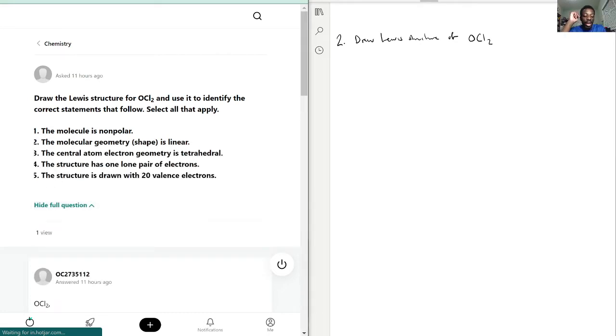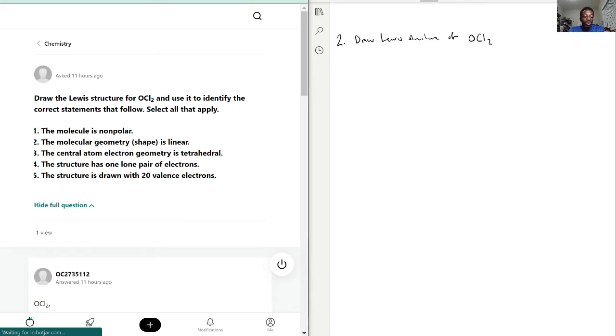And we have to then use the Lewis structure to identify whether it's nonpolar, whether the molecular geometry is linear, whether the central atom electron geometry is tetrahedral, the structure has 1 lone pair, or the structure is drawn with 20 valence electrons. So we're actually going to go in a different order.